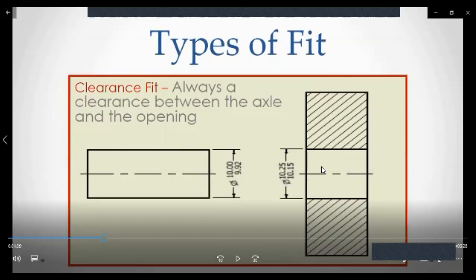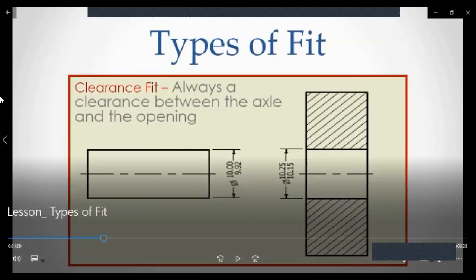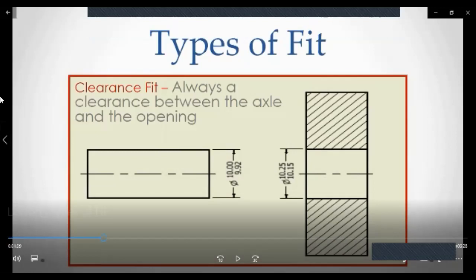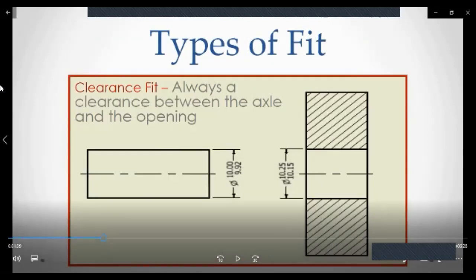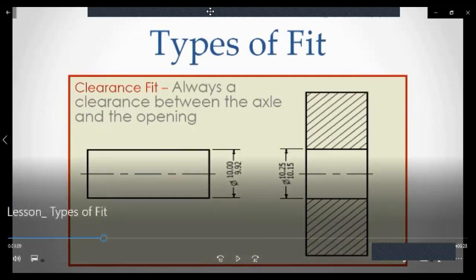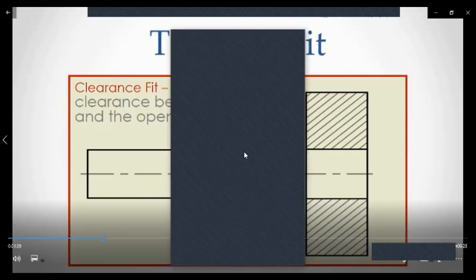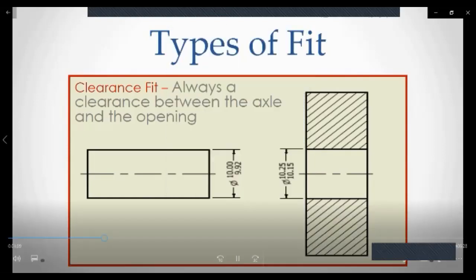Okay, if these are the range, these are the tolerance range. Okay, so that's about the maximum clearance that we can have. Okay, so this is clear, right? Clearance fit. Okay, then we'll move on from the clearance fit between these two parts when the axle is inserted through the hole.